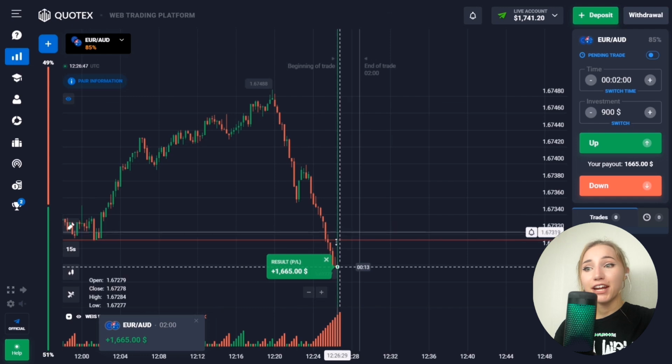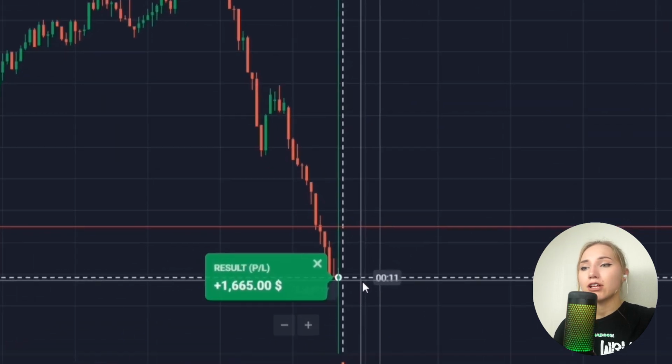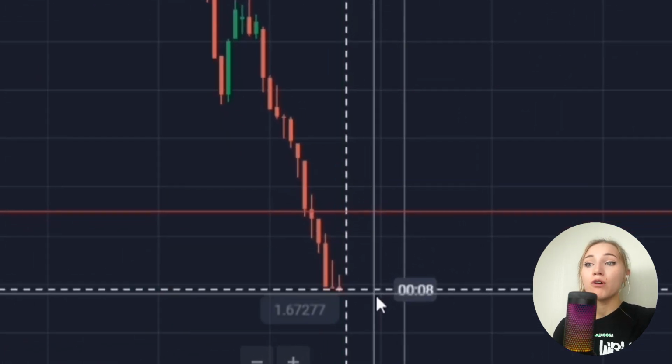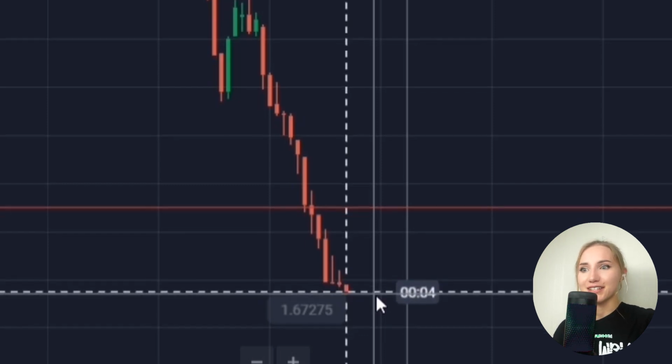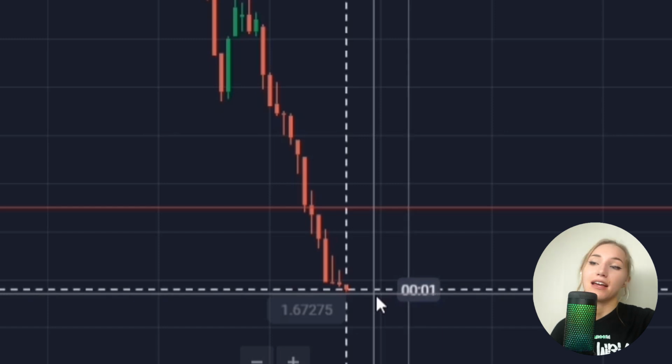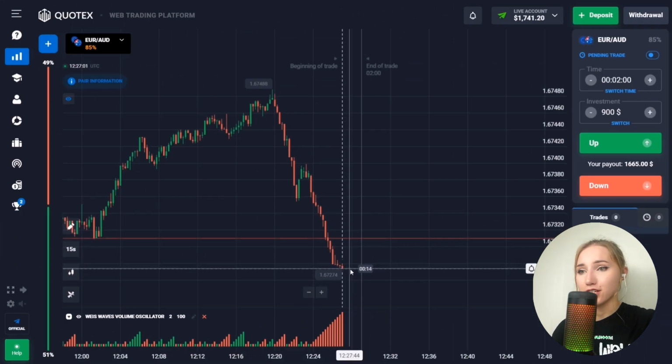So guys, it is very interesting because price moved down and broke this level through. So we made it on the breakthrough of the support level. The indicator was right. You can see this signal from it. So let's continue with another situation.